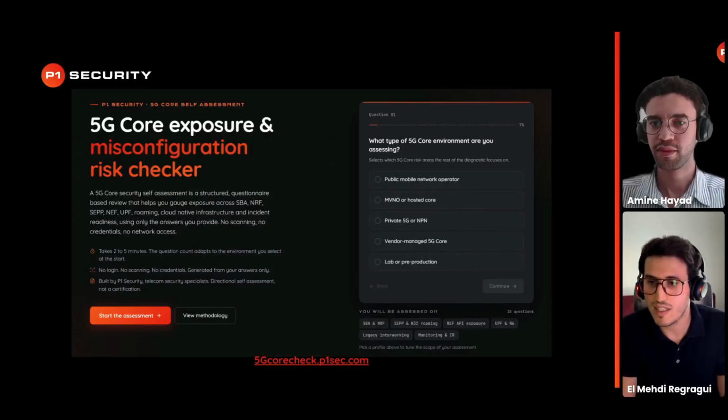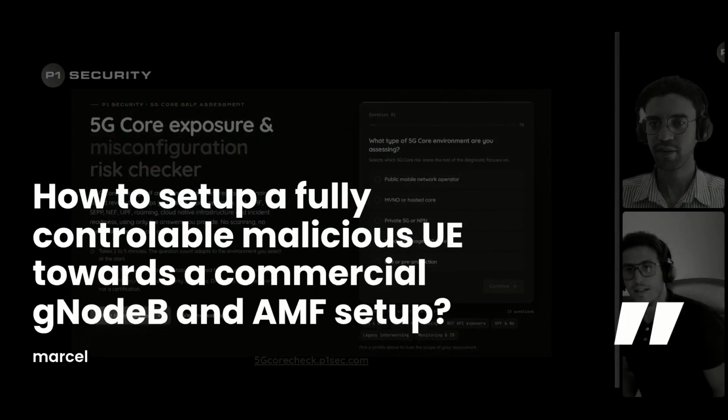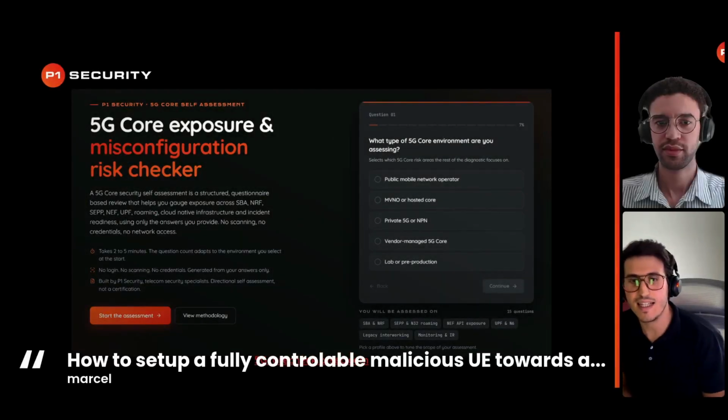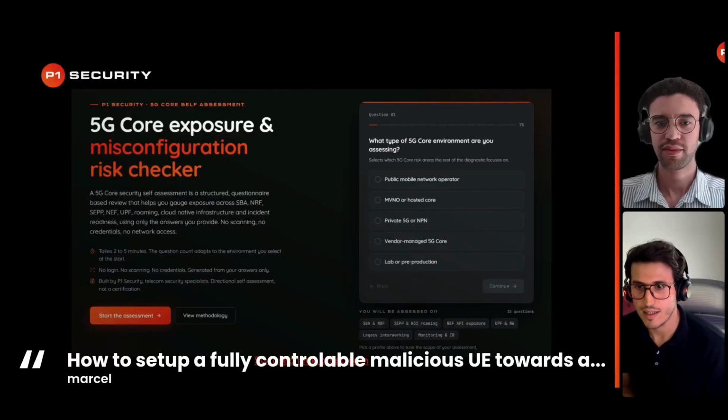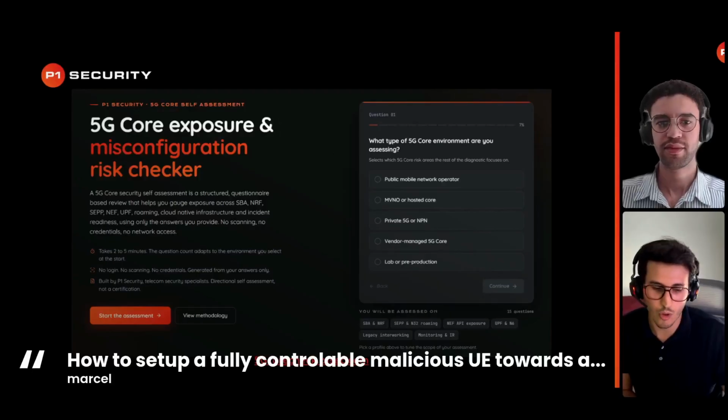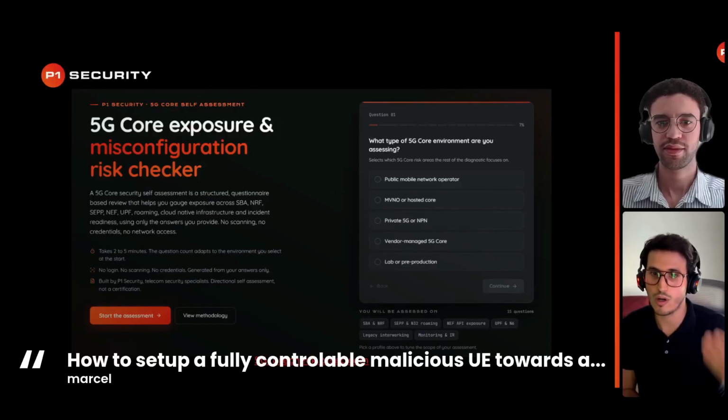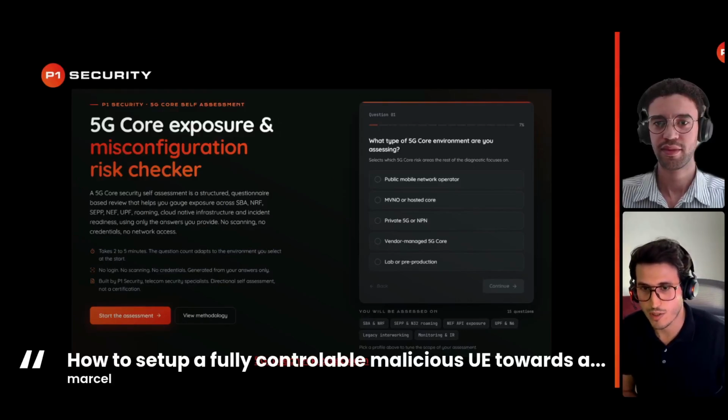How to set up a fully controllable malicious UE toward the commercial gNB and AMF setup. So, controllable malicious UE. I may not understand the intent of your question, because a malicious UE could be an SDR, or a modem where you can put a SIM within it, and you start sending or fuzzing either the RAN part, the RRC part, or the NAS part targeting the AMF, or going directly via the IP level and trying to reach some services because of network segmentation issues.